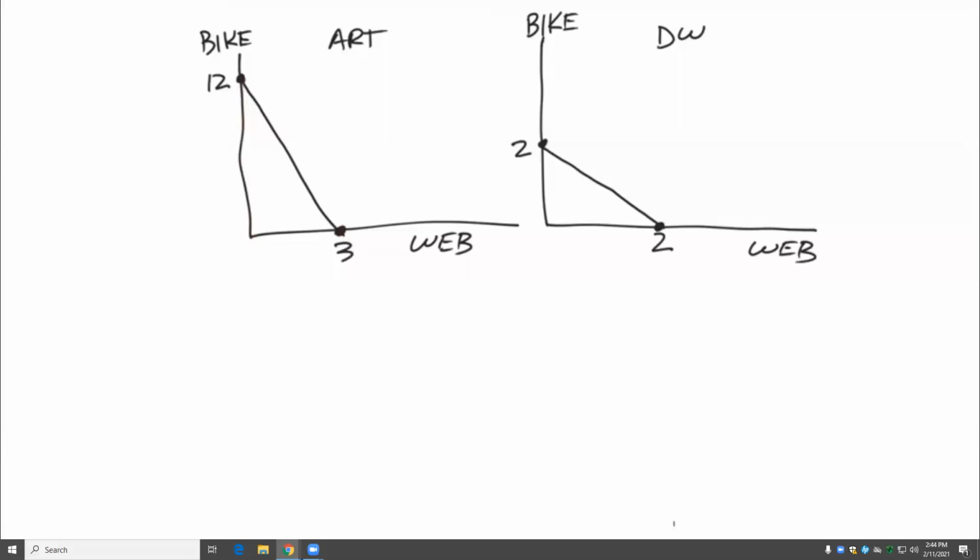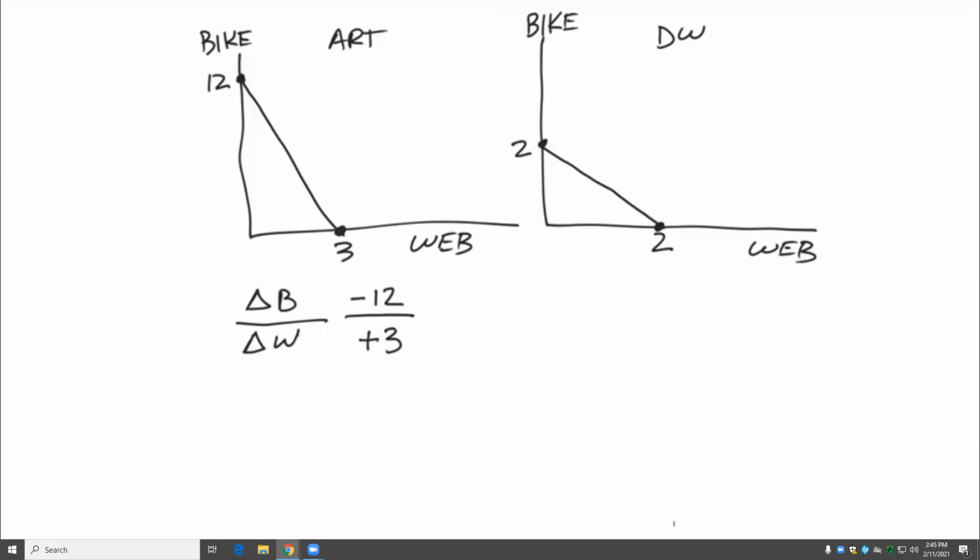So let's write it this way: the change in bike repairs divided by the change in web pages. Now, if we increase our web pages by 3, we're going to decrease our bike repairs by 12, right? So 3 web pages results in 12 fewer bike repairs.